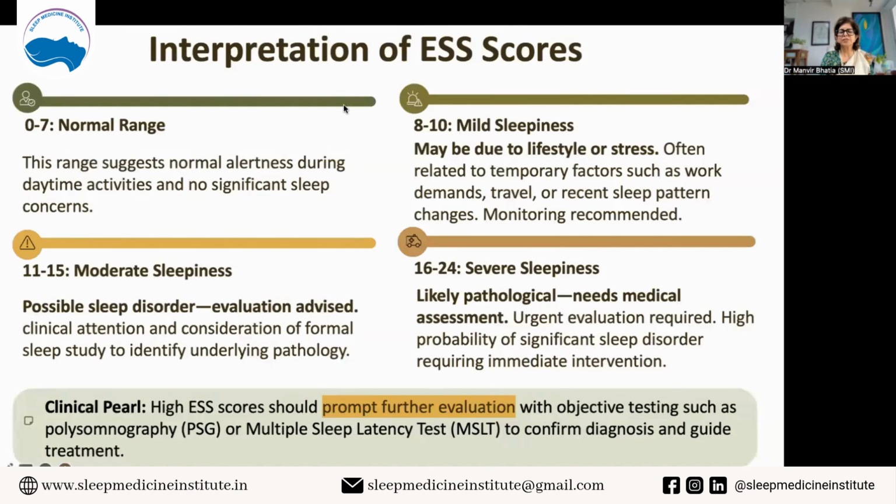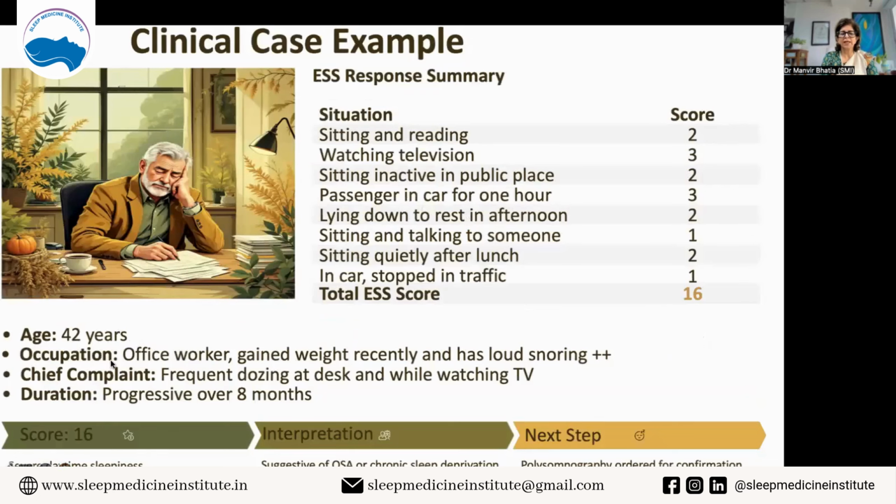What is the interpretation? Usually up to 10 we say it's okay, but above 11 it is definitely sleepy, and above 16 is pathological. Up to 8 or 10 is like a mild or gray zone, which could be just because of a bad night or some recent travel demands, etc. But with very high scores, you definitely need to go further and evaluate with a sleep study or an MSLT as required.